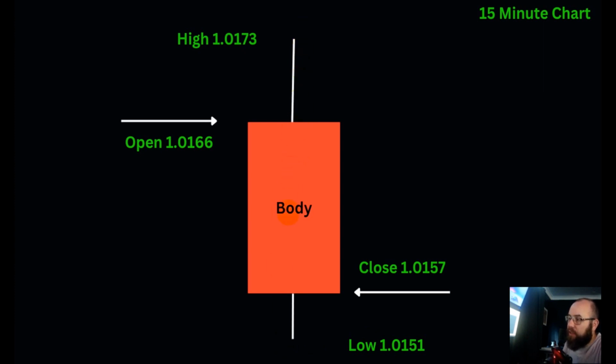In a way, these wicks show where price was within that 15 minutes. But the open and the close show us where price actually was at the beginning of the 15 minutes and where it actually was at the end. Another way to think of these candlesticks is like a tug of war. If we opened at 101.66, at some point the bulls, the buyers, pull price up here, and then the bears, the sellers, pull price down here, but we eventually closed around here.